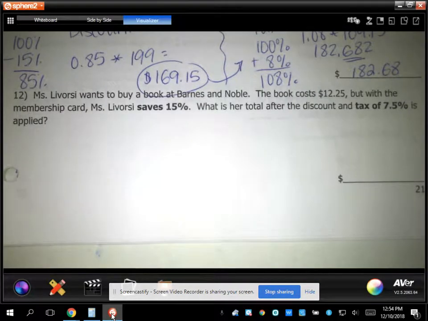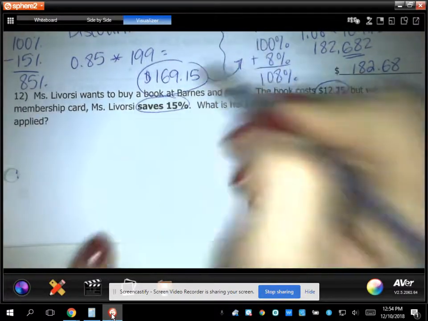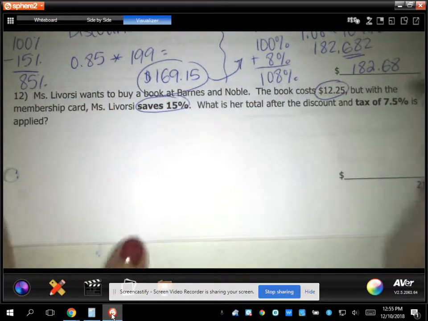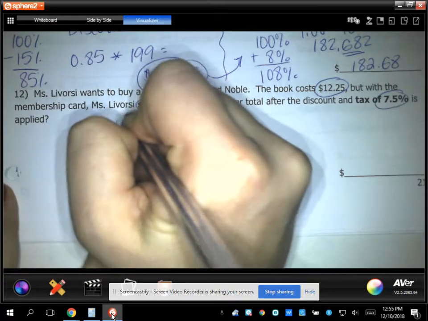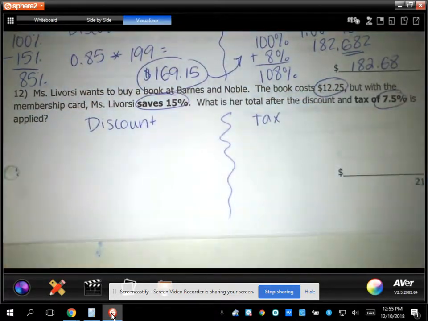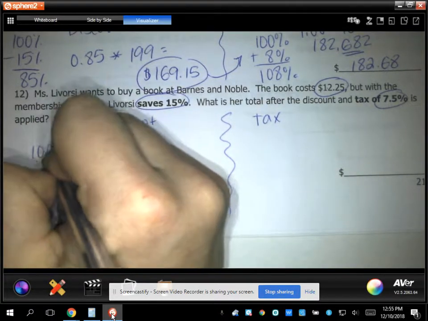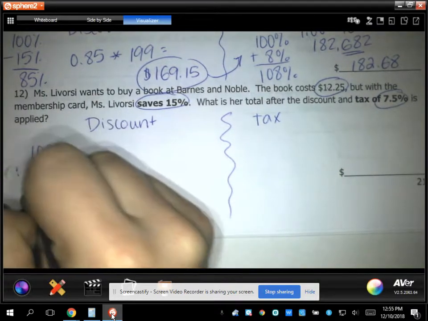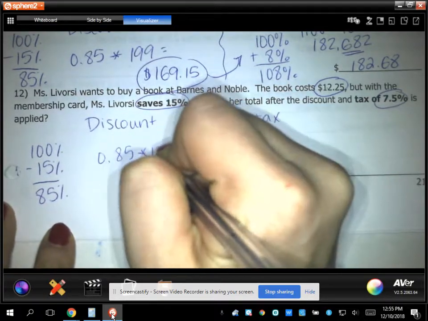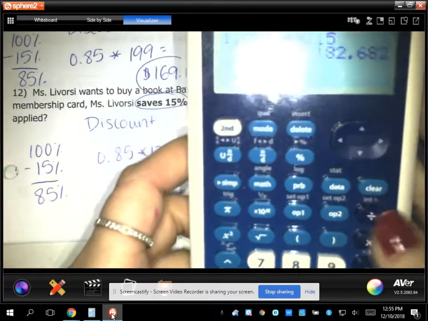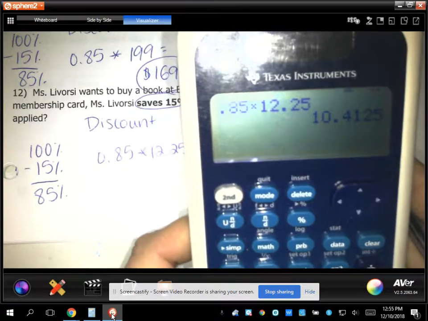And lastly, Ms. Lavorsi wants to buy a book at Barnes & Noble's. The book costs $12.25, but with a membership card, Ms. Lavorsi saves 15%. What is her total after the discount and a tax of 7.5% is applied? So another time where I'm going to have to find the discount price first, and then I'm going to have to find the tax. So the book was $12.25, but she saves 15%. So she was going to have to pay 100% of that price, but she saves 15%. So she only has to pay 85% of that price. So we just have to find out what is 85% of $12.25. So 85% of $12.25 is 10.4125.